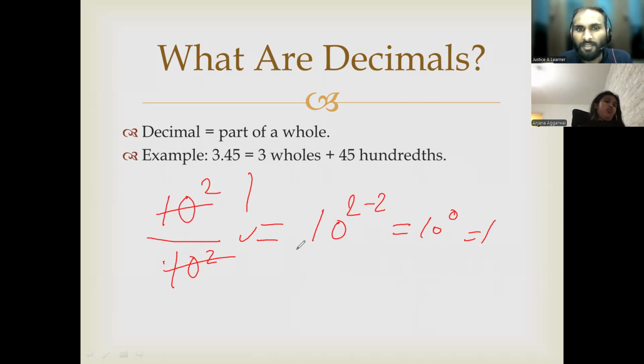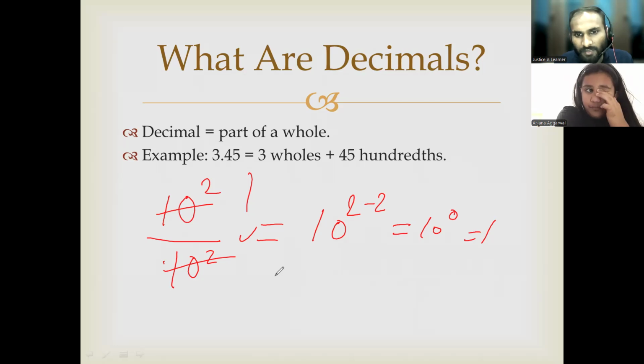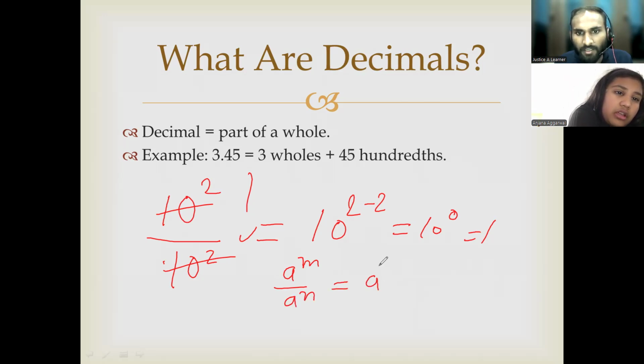So there is another theory that says if any number has the same base, for example a to the power m and then a to the power n, the result will be a to the power m minus n. Are you getting me? Yeah. But this isn't a decimal, so it's a fraction. Okay.